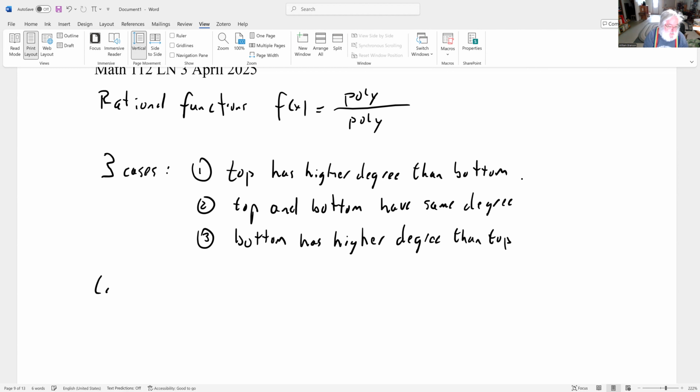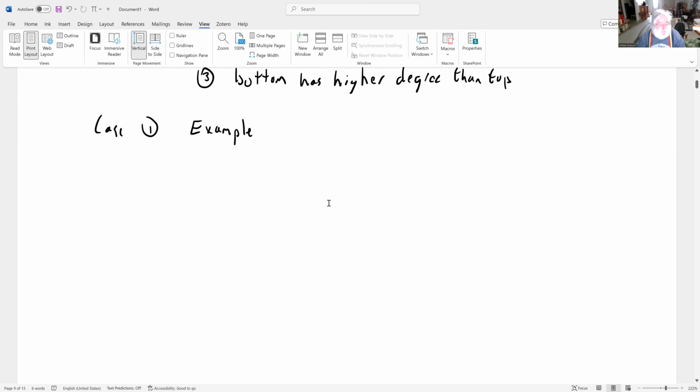So we'll start with case one. We'll do sort of a typical example of how this sort of thing works. So we'll start with a function. Our rational function is f of x equals x plus 3 over x minus 5 quantities, times x minus 5 quantities squared over x minus 1. So three factors, except one of them is actually down in the denominator.